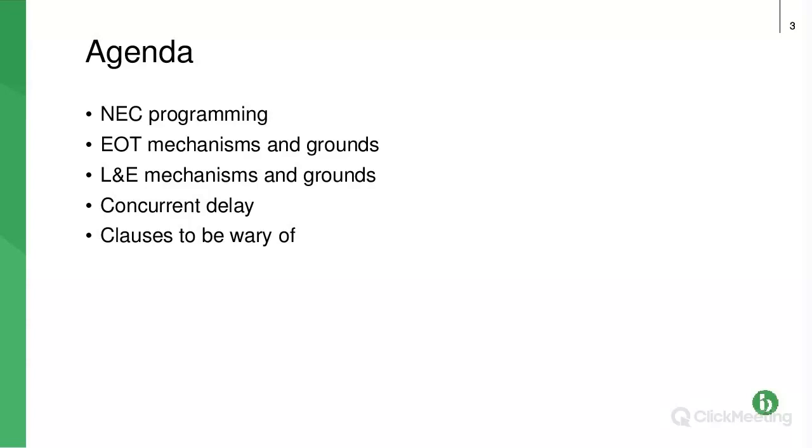And I'm going to finish off by looking at some issues that we need to look at when we're preparing delay claims and some of the legal aspects. So you recognise the term concurrent delay, and also as we're going to go along, we're looking at clauses that you need to be wary of, and particularly how your contracts might be amended.